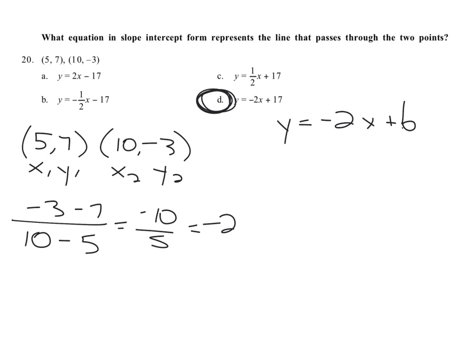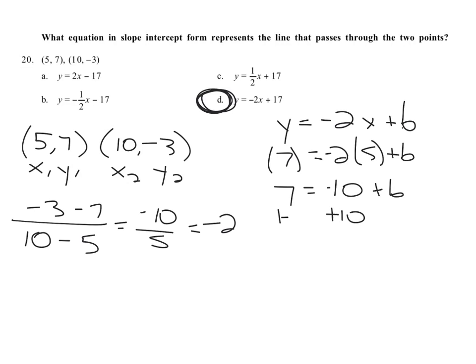And we're going to take a point that they gave us, and we're going to replace x and y with that number. So I'm going to use the first point, (5, 7), 7 for y, 5 for x. And when we solve this, we get 7 equals -10 plus b, and adding 10 to both sides to solve for b, we get 17 is equal to b.